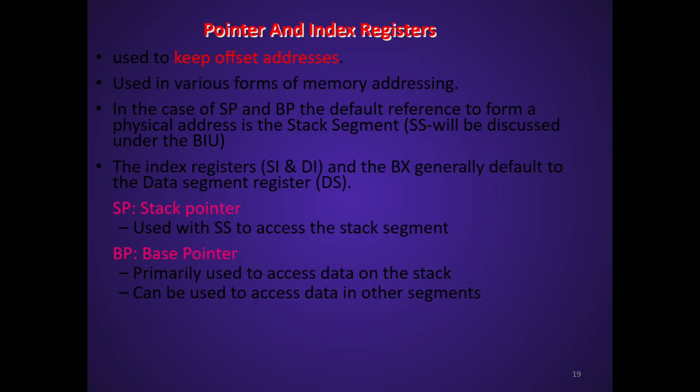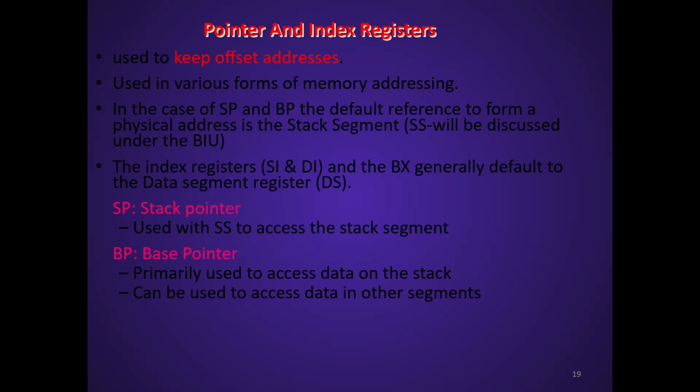The pointer and index registers are used to keep the address offsets. They are used for memory addressing. SP and BP are the default reference for the physical address, with the stack segment in BIU, and index registers like SI and DI and the BX base register generally default to the data segment register. These things you will not get now; you will get to know them when we run the programs. We will only run the main programs, but we will cover it over there.